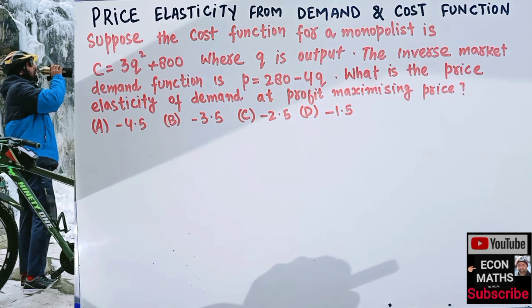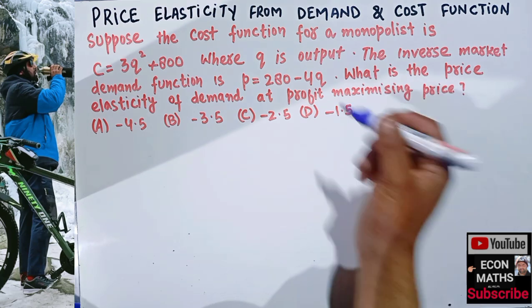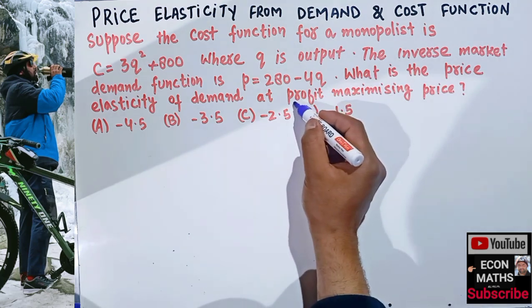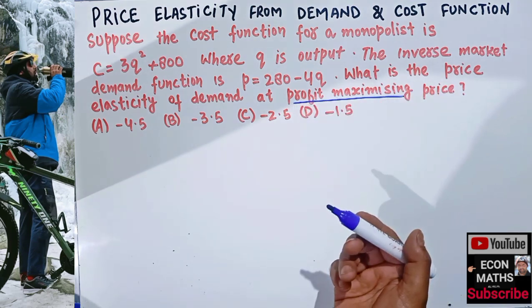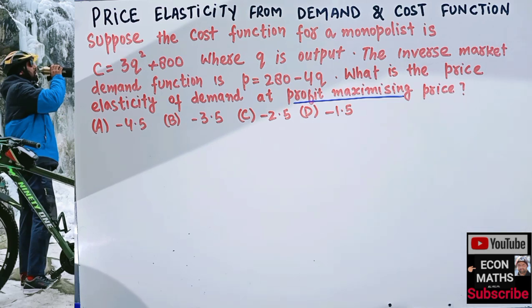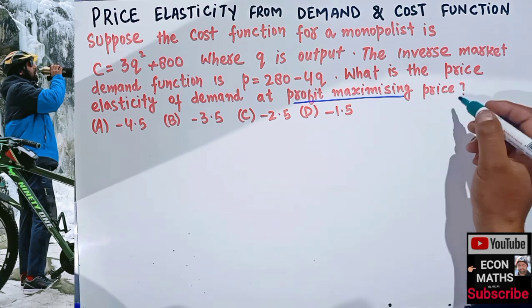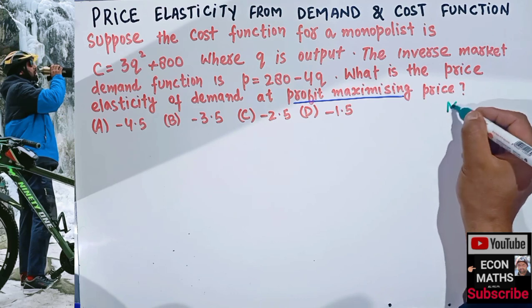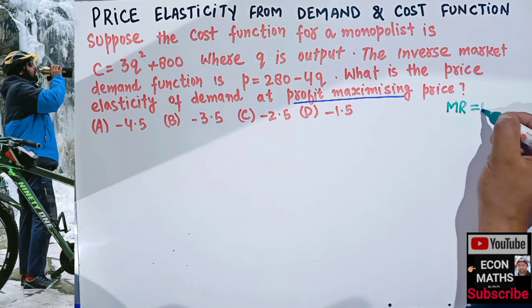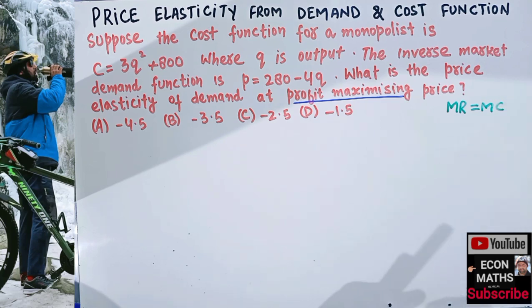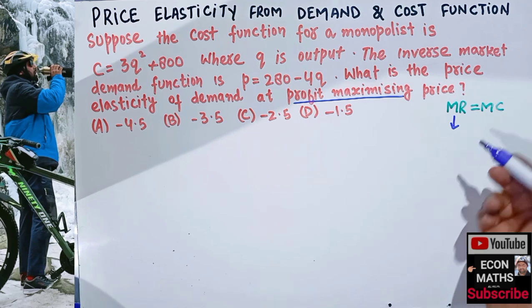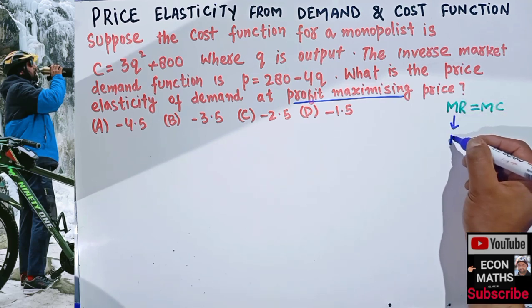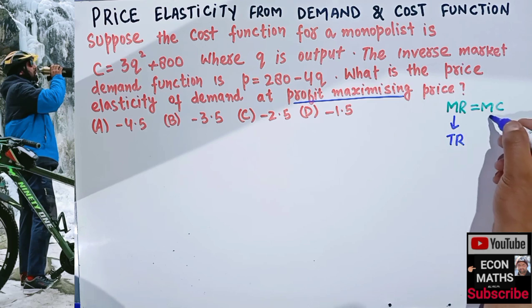Okay, so we need to find out that very stuff. We are told to find the elasticity of demand at the profit maximizing price. For a monopolist, what is the profit maximizing condition? Simple thing: for a monopolist, the profit maximization condition is that marginal revenue should be equal to marginal cost. That means we need to find the marginal revenue, and to calculate it we need total revenue. And to get the marginal cost we need the total cost function.